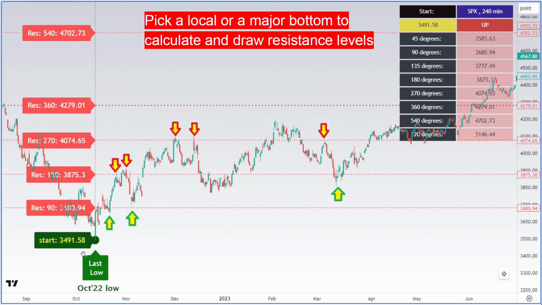Again, we are looking at the chart of S&P 500, the low made in October 2022. And again, that number, only one number, the price that was recorded at the low, and Gann's formulas provide you with a map of levels. So this is your roadmap.